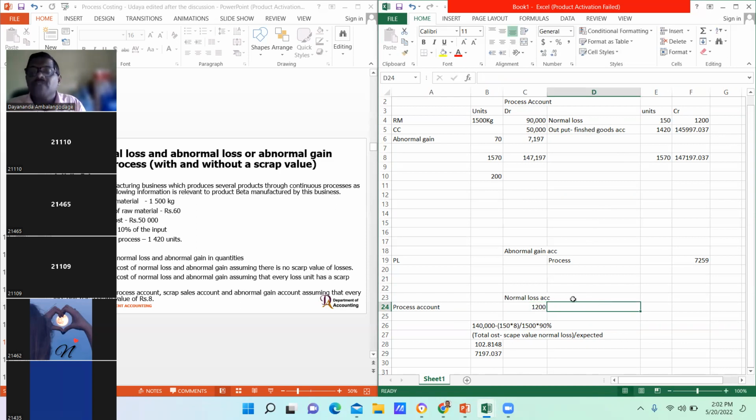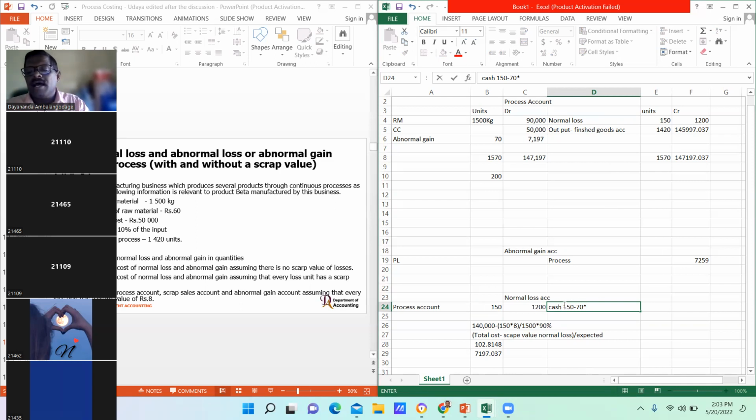But what would be the cash? Are you getting that much of cash? Did you receive any 150 units? No. Sorry, normal loss? No. The cash would be thereby actual what you received, which is not the 150, minus the abnormal gain 70 units into 8 rupees, is the cash, right?